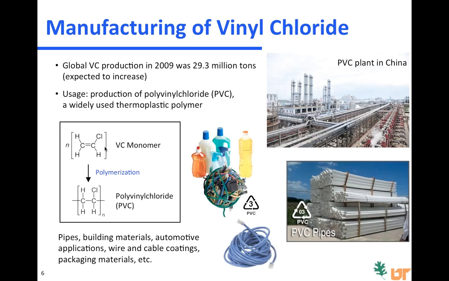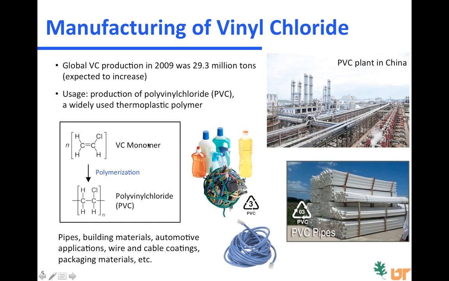So briefly, manufacturing of vinyl chloride. The global production is actually quite large, about 30 million tons, and it's expected to increase at a rate of about 3% annually over the next 20 years. And the only use really is for the production of polyvinyl chloride, which is a widely used thermoplastic polymer.